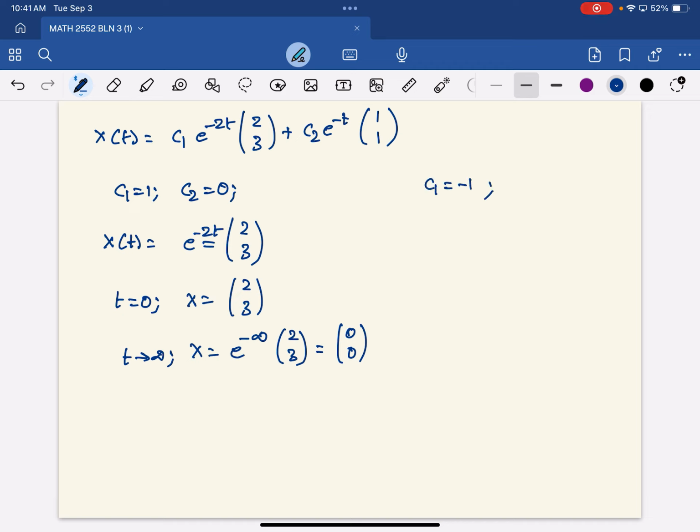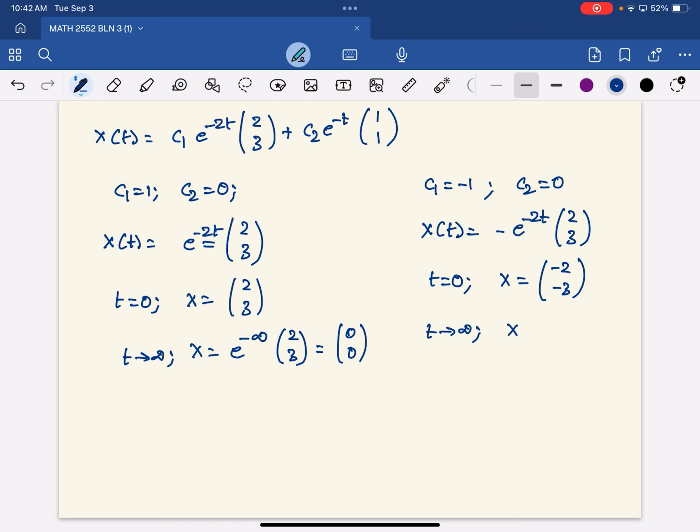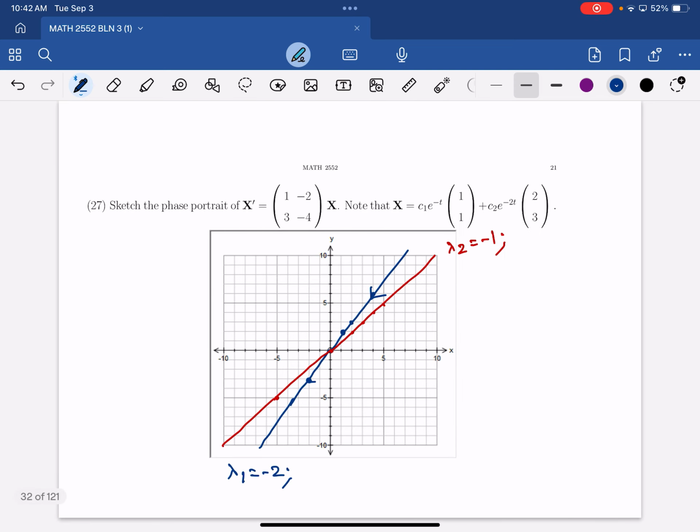Okay, so now allow me to pick a different constant. C1 is -1 and C2 is 0. So my solution would be what? It is negative e to the negative 2t times (2, 3). So when t is 0, my solution x is (-2, -3). When t goes to infinity, again my solution goes to (0, 0), right? So this time the only difference being I'm at (-2, -3) somewhere here, and from here I'm inbound to (0, 0). That's all. So my arrows are inbound. Do you agree with me on that?